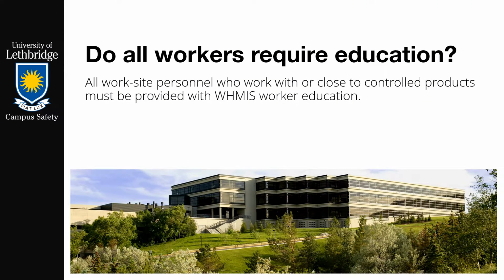All work site personnel who work with or close to controlled products must be provided with WHMIS worker education. WHMIS requires controlled products to be labeled and safety data sheets to be available for more detailed information about those products. The third component of the system, worker education, helps workers understand WHMIS information so they can work safely with controlled products. This education explains the WHMIS system and gives workers specific training related to the controlled products they work with at their workplace and the controlled products they are involved in producing.